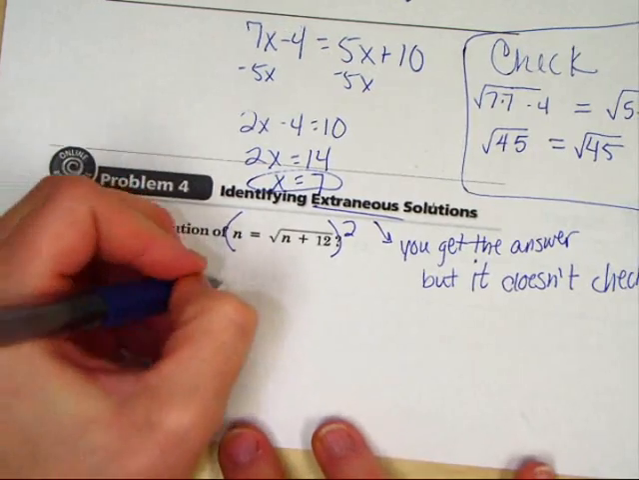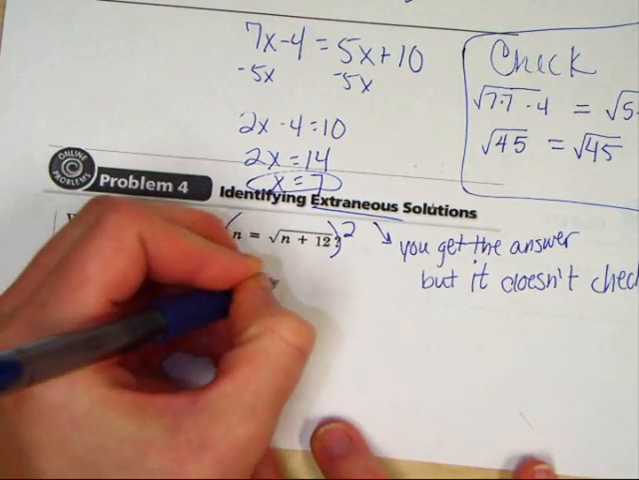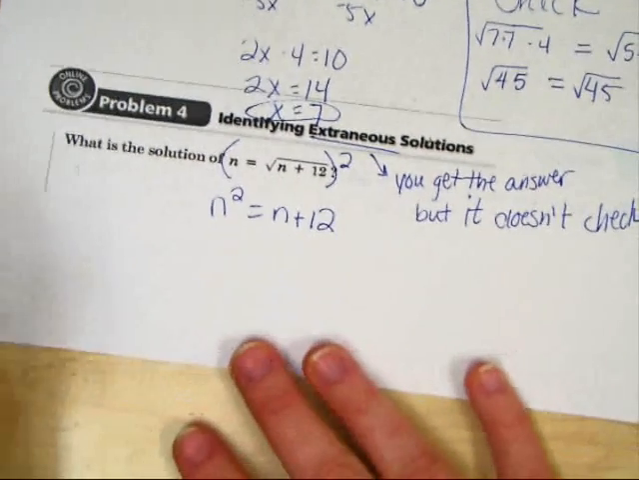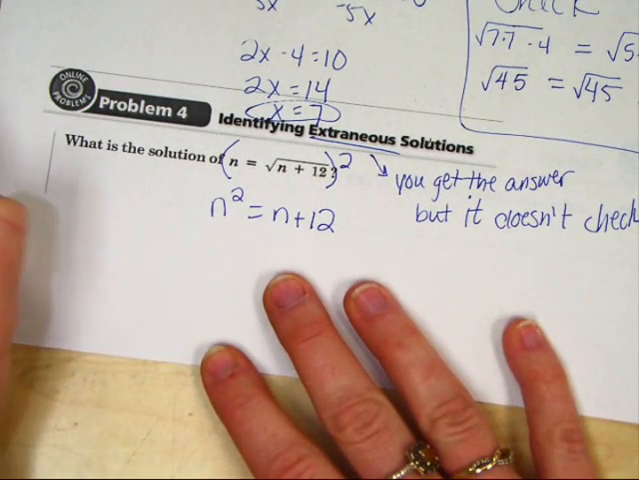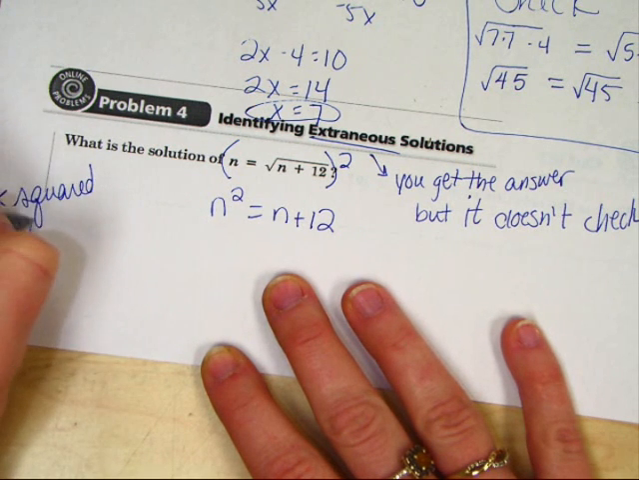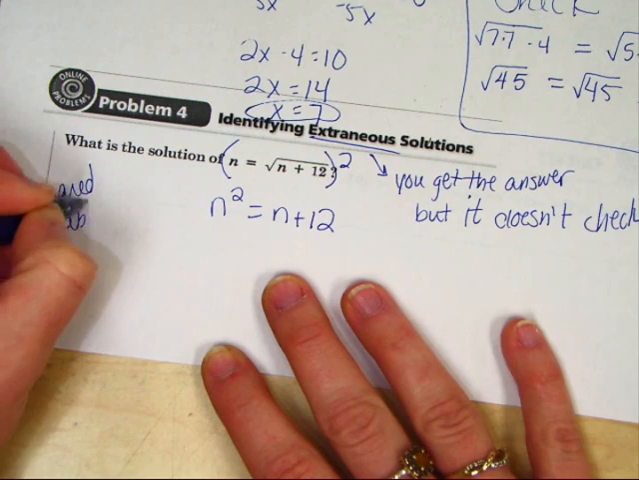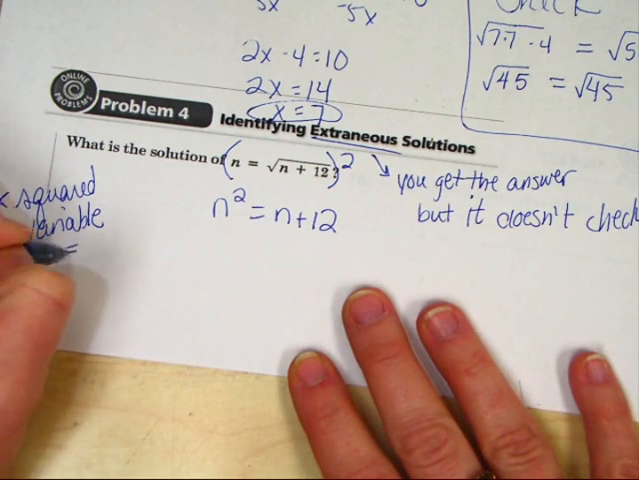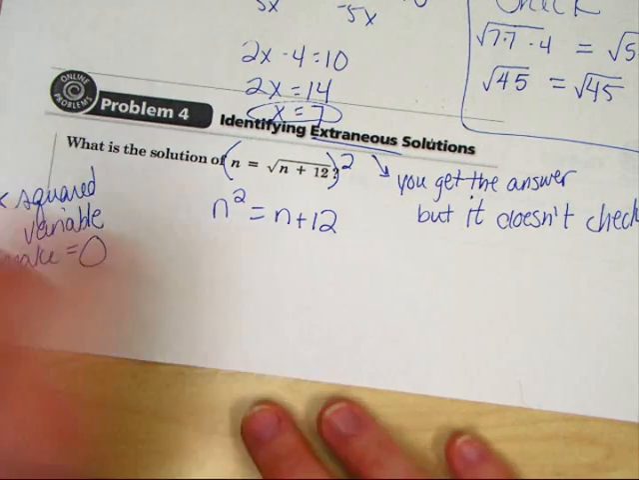N squared is, well, n squared. The other side frees it from its square root. So we get n squared equals n plus 12. Now I want you to write a star here. Anytime you see a squared variable, what do you set it equal to? 0.